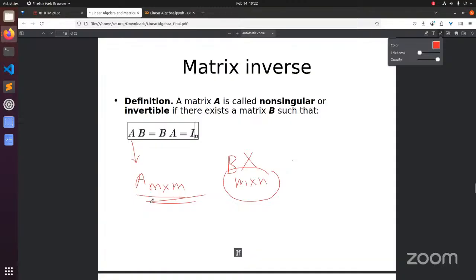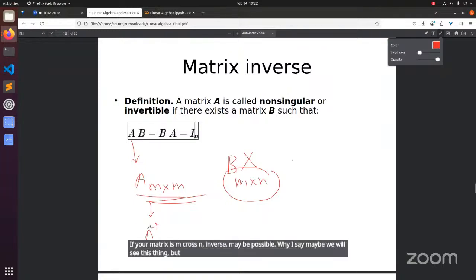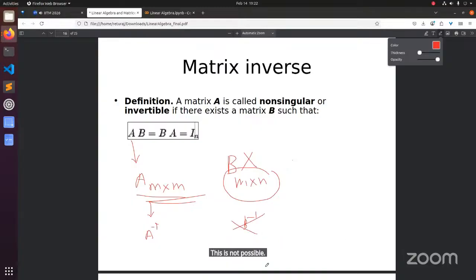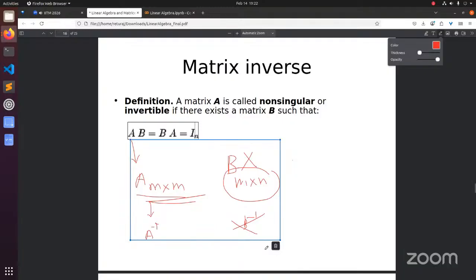If your matrix is M cross N, inverse may be possible. Why I say may, we will see this thing, but inverse can be possible. But B inverse is not possible. This is not possible. Is everyone okay with this? Yes, sir. Okay, sir. Okay.